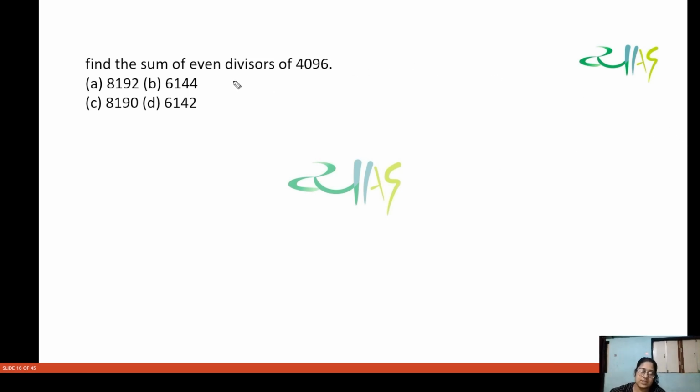Now see, this question is saying find the sum of even divisors of 4096. Find the sum of even divisors of 4096. Now 4096, I will check whether this 96 is divisible by 4 or not. Okay. So definitely this is divisible by 4. Okay. So let's just start finding its factors.